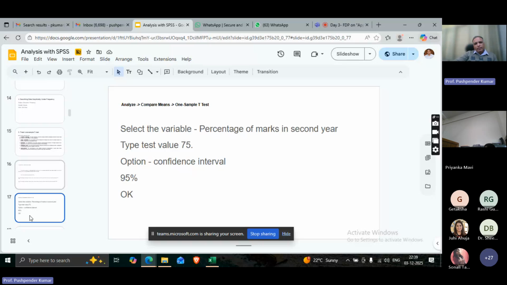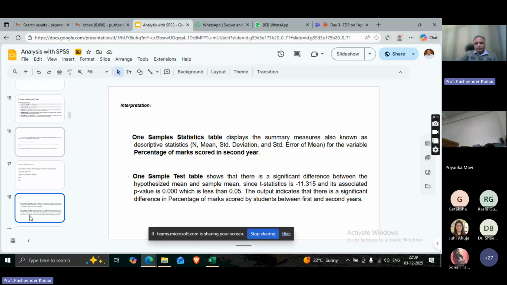Okay, everybody? So the one sample test table will give you the number of observations, mean, standard deviation, standard error. Plus the one sample table shows whether there is a significant difference between the hypothesized mean and the sample mean. Let me give you the right kind of example, then you will be able to understand.